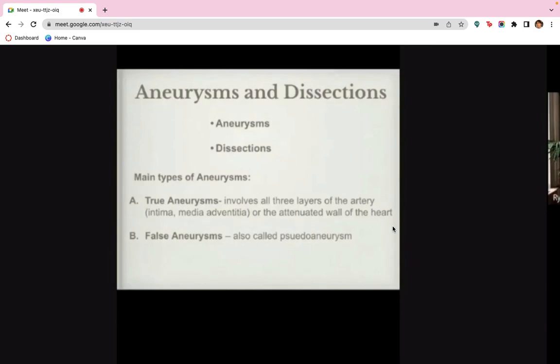So your aneurysm and dissection are important causes of your stasis or your thrombosis. So kapag nagkakaroon tayo ng aneurysm and dissection, ang important causes nito kung bakit nagkakaroon tayo nito is because of your thrombosis or your abnormal clotting of your blood.